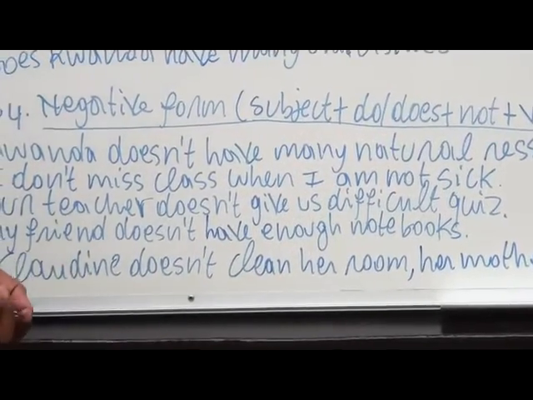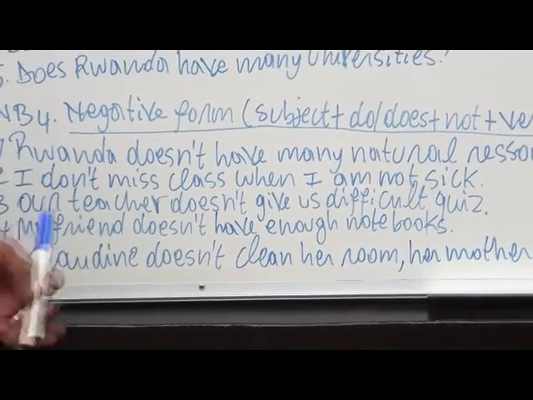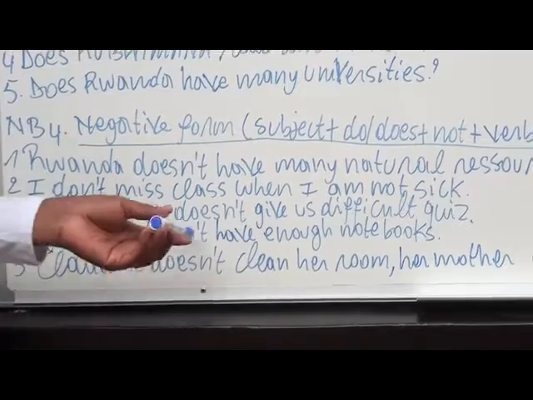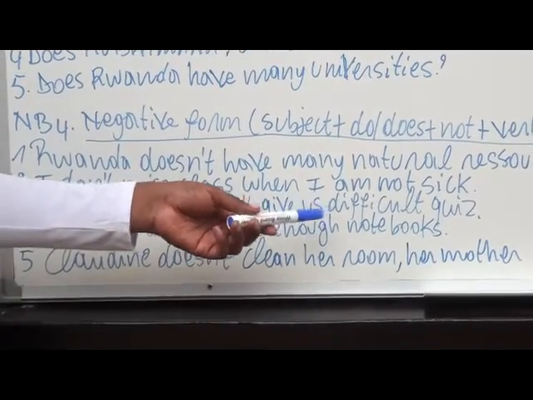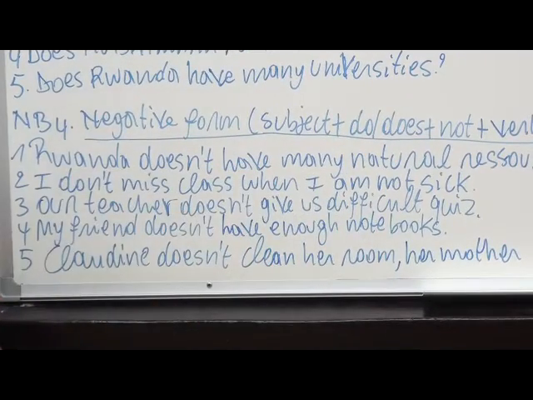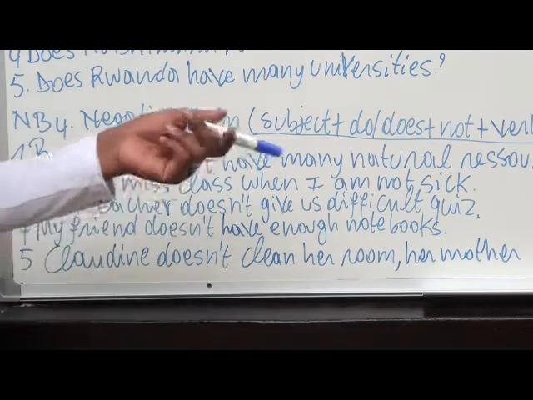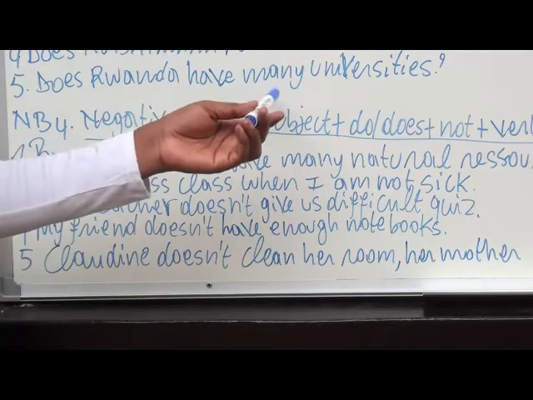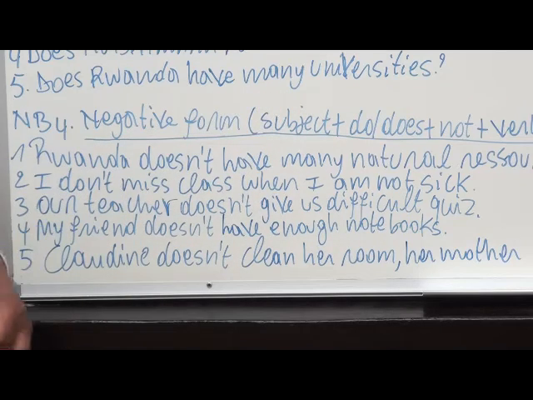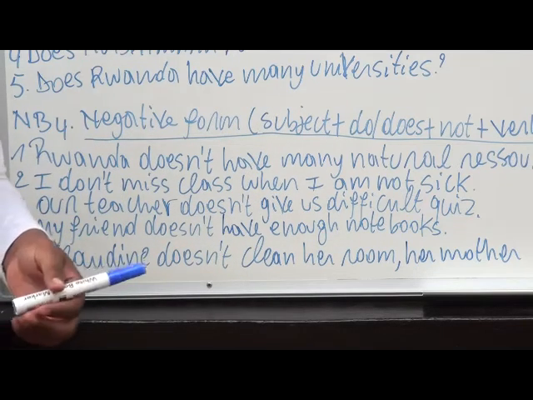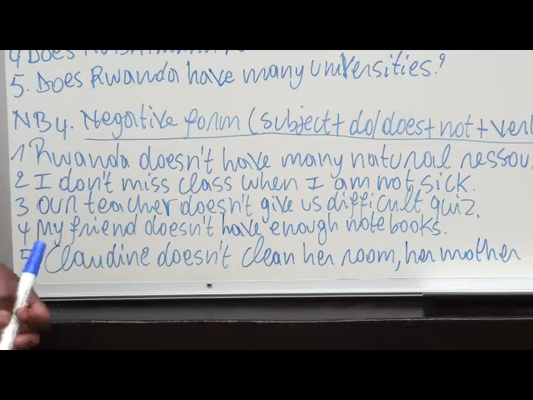Another example: our teacher doesn't give us difficult quiz. Our teacher doesn't give us difficult quiz. This is a negative sentence, and you have seen that we have followed the structure I have told you when we are putting sentences in negative form.